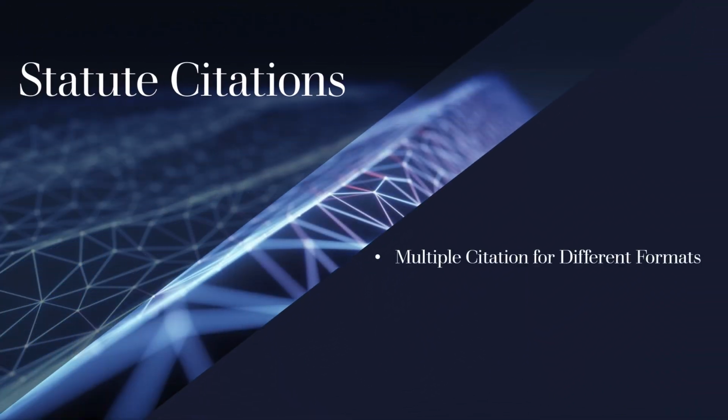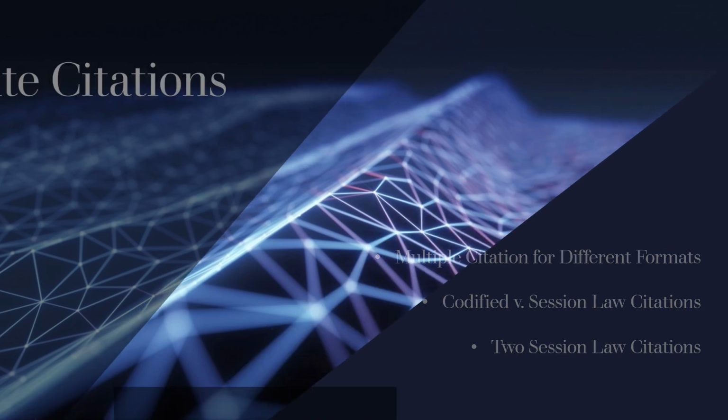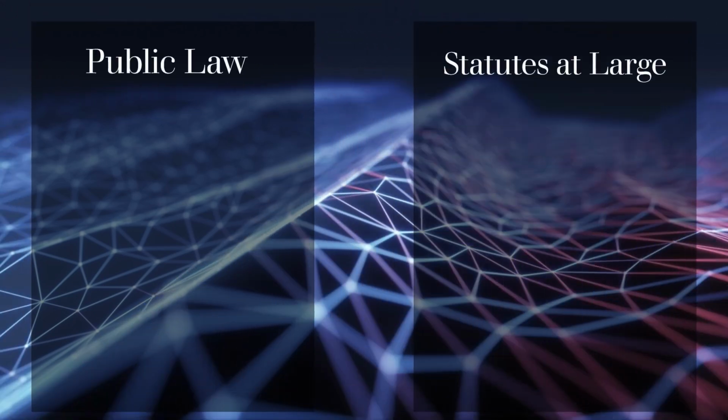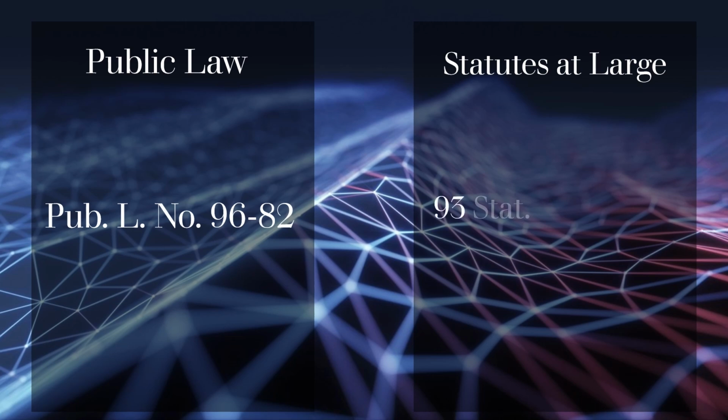There are multiple citation formats for a statute. You are probably already familiar with the U.S. Code citation, but you might not be familiar with session law citations. There are two citations for session laws: the public law number, and the statutes at large citation. The public law number is simple enough. It's the abbreviation for public law number, followed by the Congress in which it was enacted, a hyphen, and then the number corresponding to the order in which it was enacted. The statutes at large follows the standard Blue Book format: volume, abbreviation of the title, page number, and year of enactment.